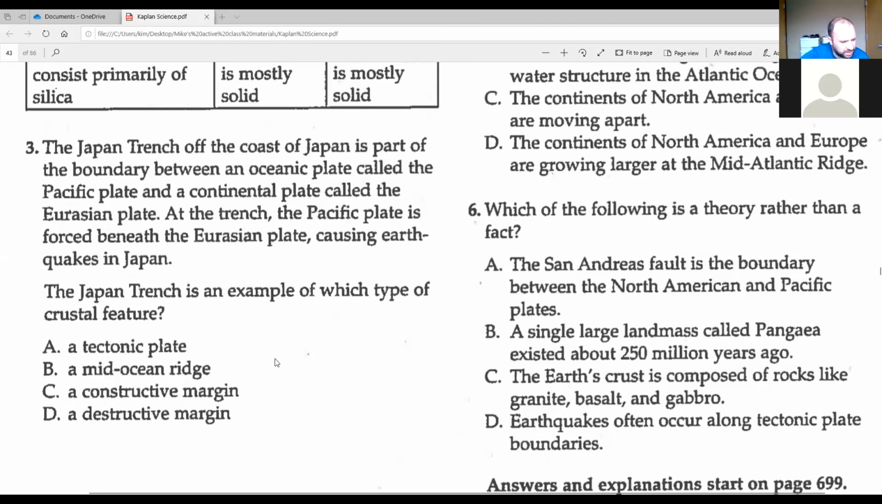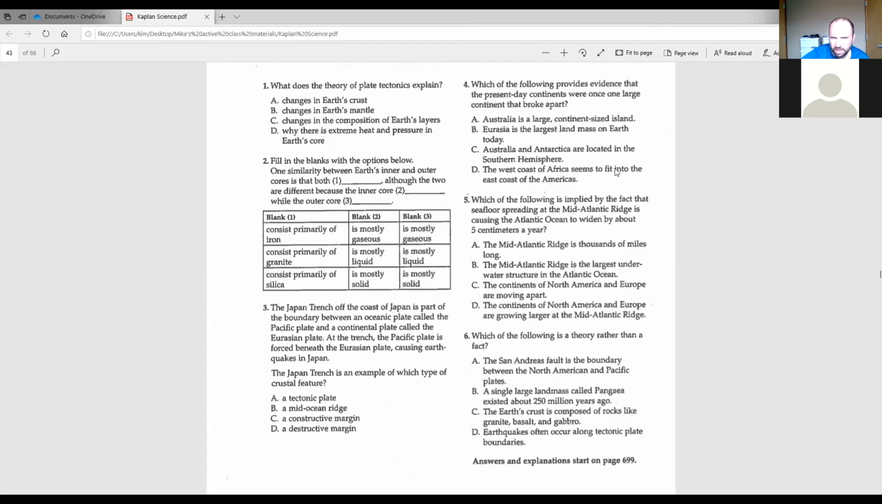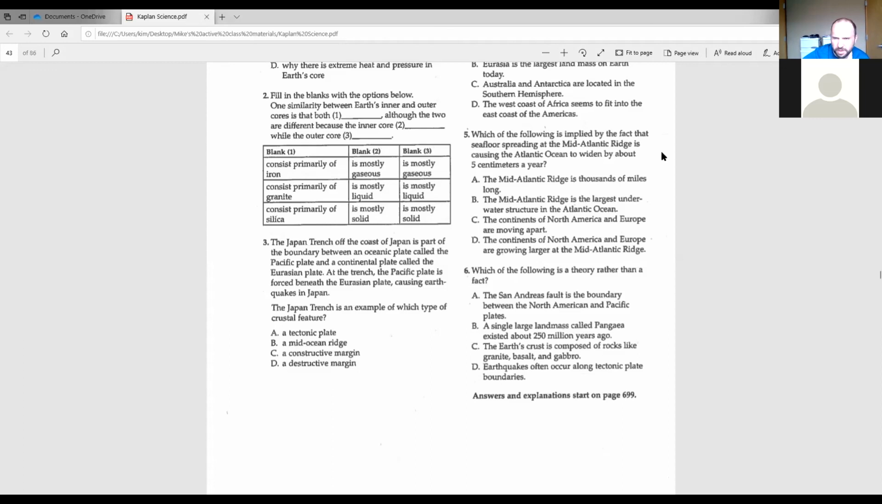Okay. We've got time for at least one more. Let me zoom out and make sure I pick a good one. We talked a little bit about number 4. Which of the following provides evidence that the present-day continents were once one large continent? And it is D, the west coast of Africa seems to fit into the east coast of the Americas. So I don't necessarily want to do that. Let's do 6. I think I like 6 better.